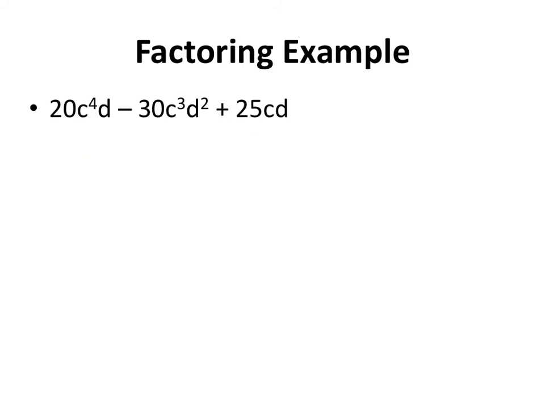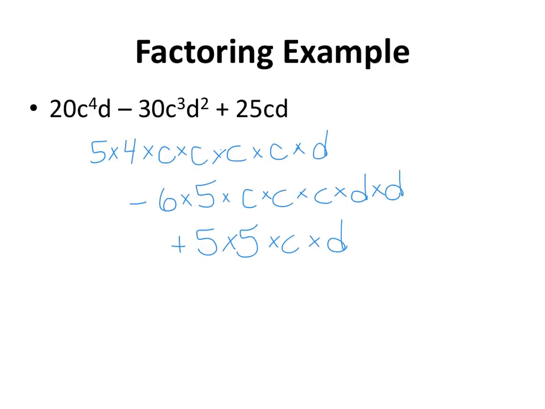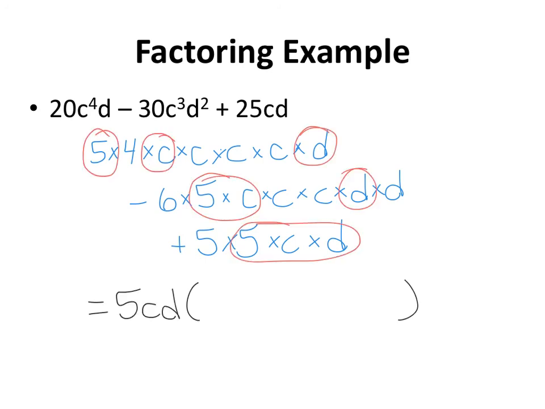As one last example, try factoring this one. Here's a helpful factorization. Now let's find the common factor. We can tell that we have a common factor of 5 times c times d. The first term leaves us with 3 c's multiplied together, 4c cubed. The second term leaves us with a negative 6 multiplied by 2 c's, or c squared, and multiplied by a d. The last term leaves us with simply a positive 5.